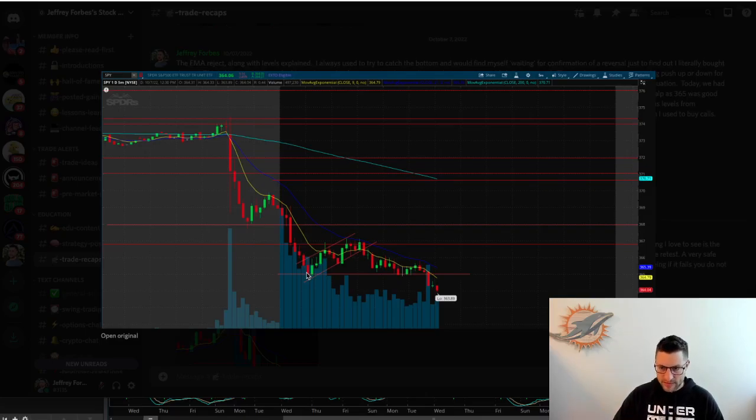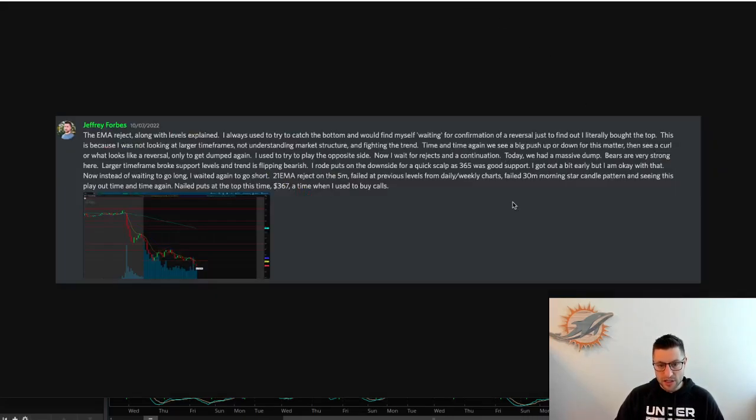We broke that critical level of support. We have my larger time frame confirmation, and here's exactly what I'm looking for. At a time where I would literally be buying the complete opposite, I continue to buy to move to the downside. Here's a little bit more of an explanation of this. I call it the EMA reject along with levels. I always used to try to catch the bottom and would find myself waiting for confirmation of a reversal, just to find out I literally bought the top. This is because I was not looking at larger time frames, not understanding market structure, and fighting the trend.